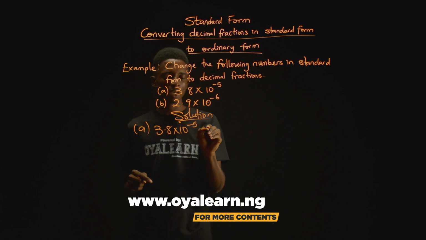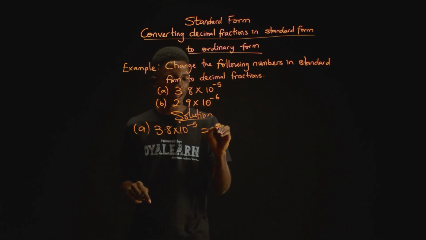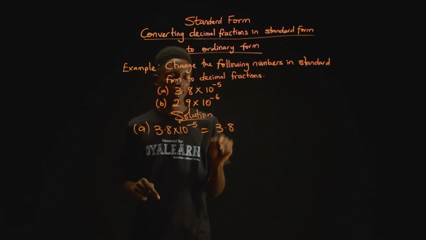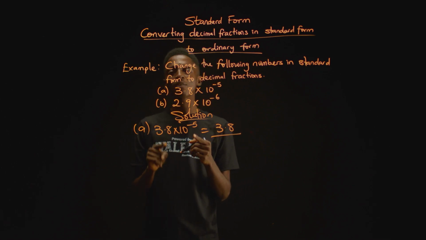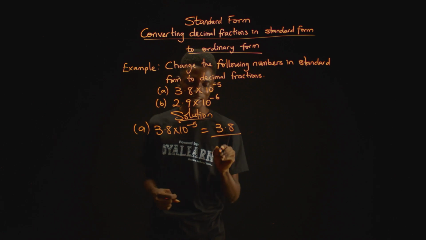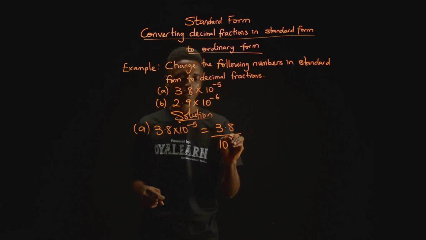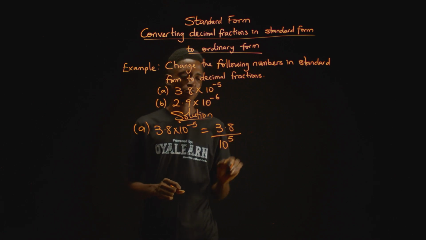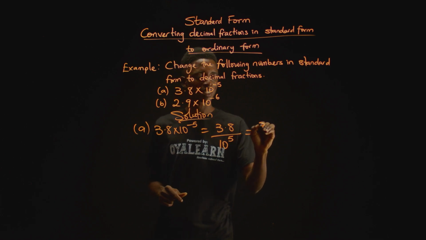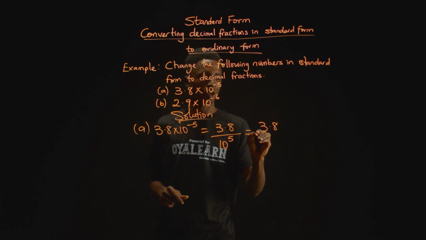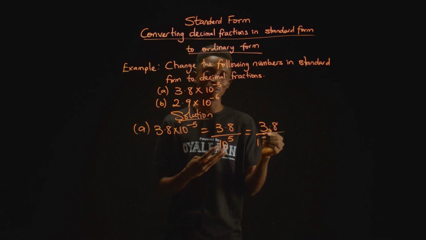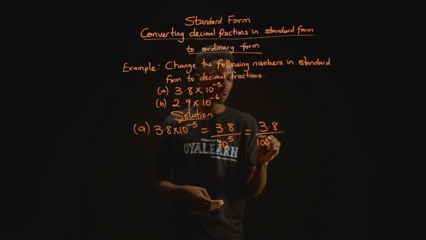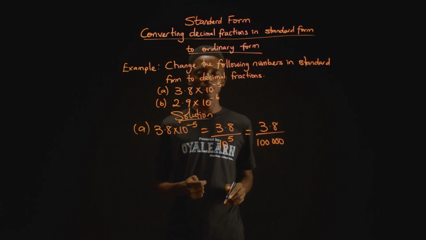Now to do this, we write this number which we have here, 3.8, then divided by, now we convert this from negative index to positive index. That is, we have 10 with the power of 5. Now this can then be written as 3.8 over, now 10 with the power of 5 means we have 1 and then 5 zeros. So 1, 2, 3, 4, 5.